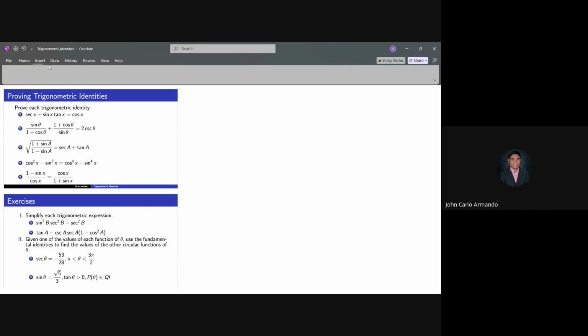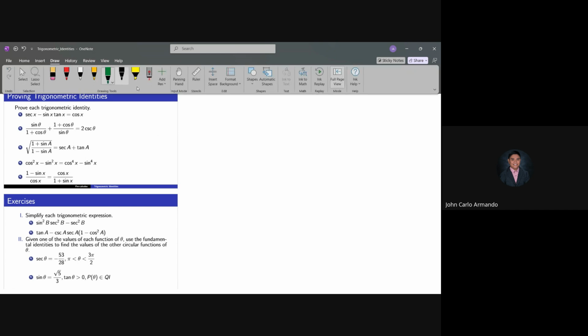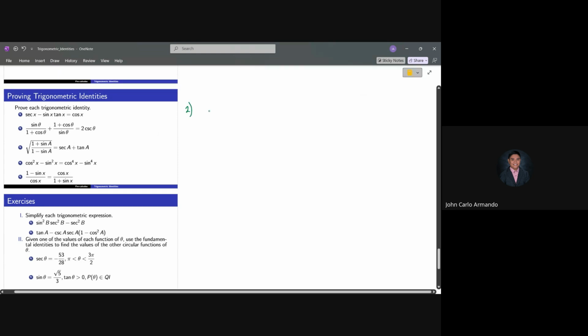How about the second? We have number 2, sine theta divided by 1 plus cosine theta plus 1 plus cosine theta divided by sine theta equals 2 cosecant theta. So in here, we have to manipulate the left-hand side still.